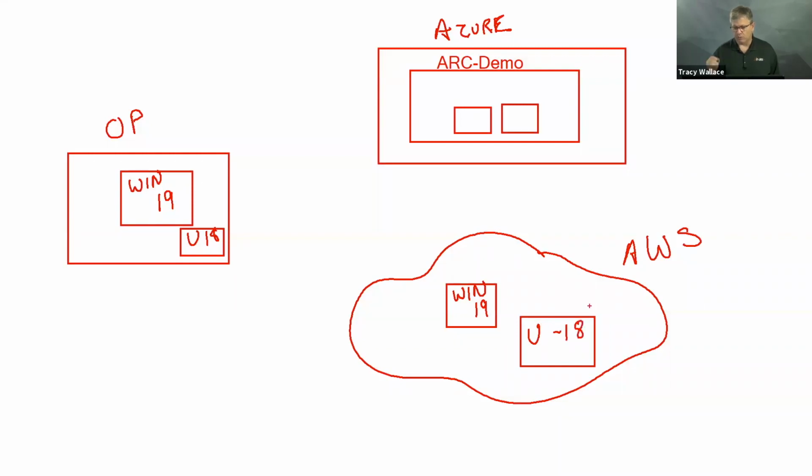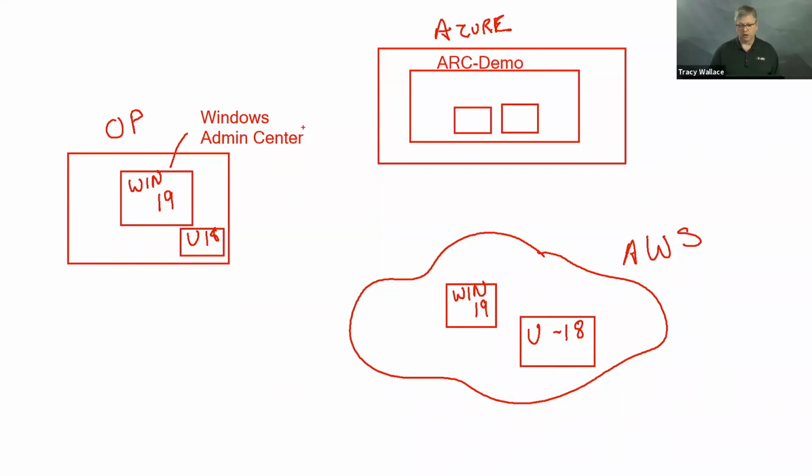The Ubuntu is important because right now, the only versions of Linux that are supported for Azure Arc for servers are Ubuntu 16 and Ubuntu 18. And so be aware of that. Now, on my Windows 2019, I've got my Windows Admin Center running.